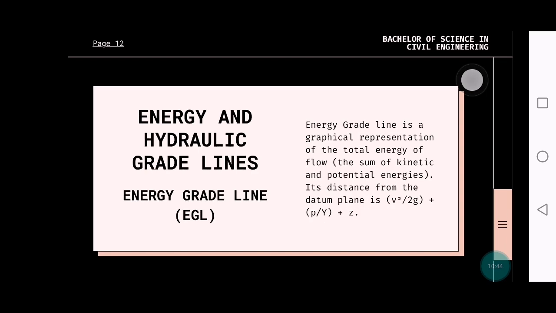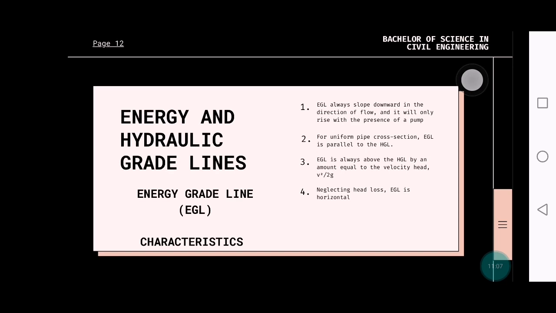Next, energy and hydraulic grade lines, or energy grade line, EGL. Energy grade line is a graphical representation of the total energy of flow, the sum of kinetic and potential energies. Its distance from the datum plane is velocity squared all over 2 times gravity plus P all over weight density plus Z. Hara ng characteristics, so may 4 mo.